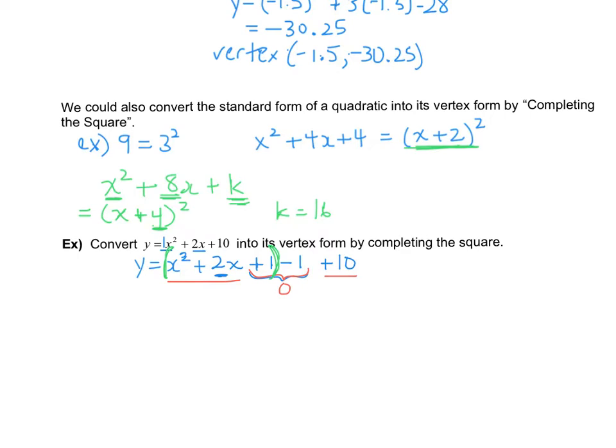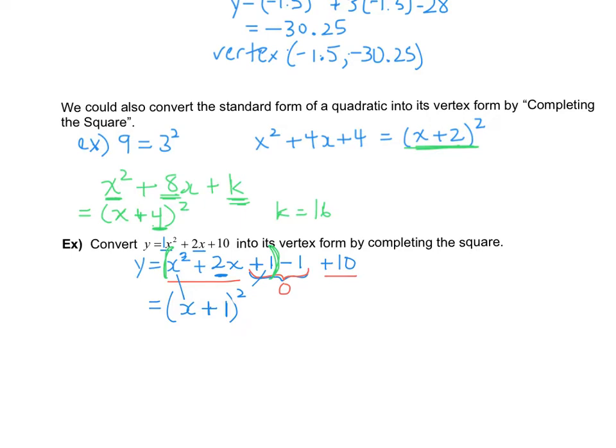That's going to factor as a perfect square. Square root the first, that's going to give me an x. Square root the last, that gives me a 1. Take the sign from the middle, and that should be all to the exponent of 2.